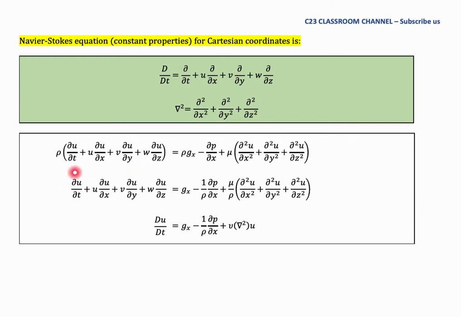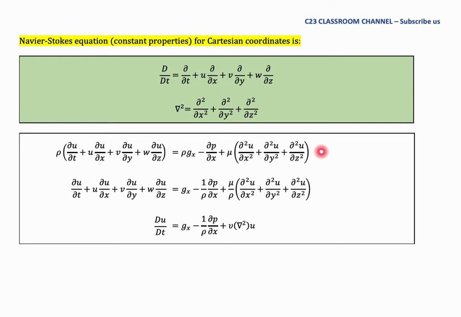Rho times del u over del t plus u del u over del x plus v del u over del y plus w del u over del z equals rho g in the x direction minus del p over del x plus mu, the dynamic viscosity, times del square u over del x square plus del square u over del y square plus del square u over del z square. So this is the long version of the Navier-Stokes equation.